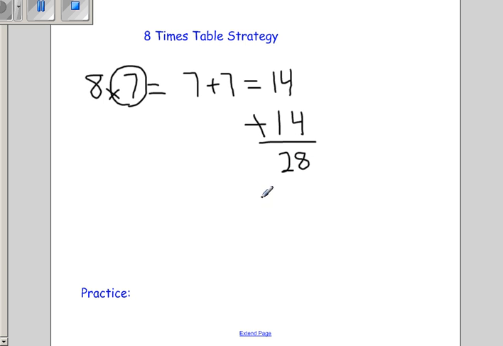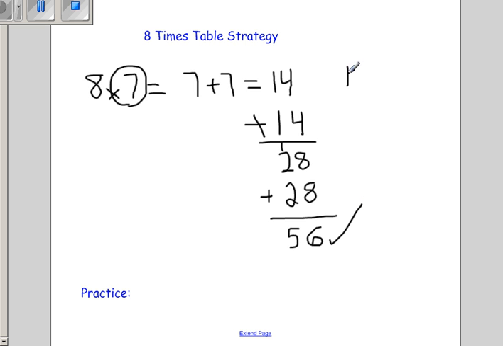And the last step it says to do is take that number that you found and double that number. Okay? So 28 plus 28. So what's 8 plus 8? So put it down there. Your answer is going to be 6 with a 1. So 1 plus 2 is 5. So there's my answer for 8 times 7.